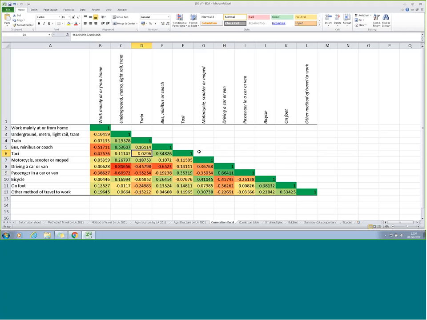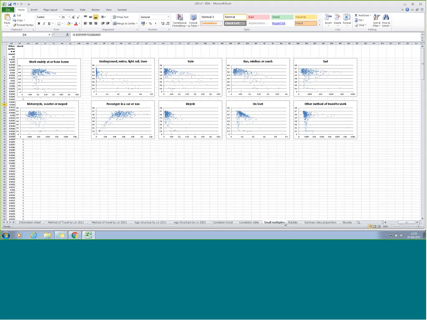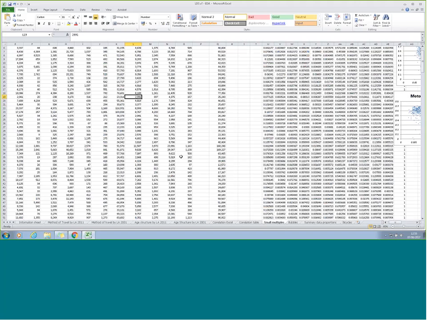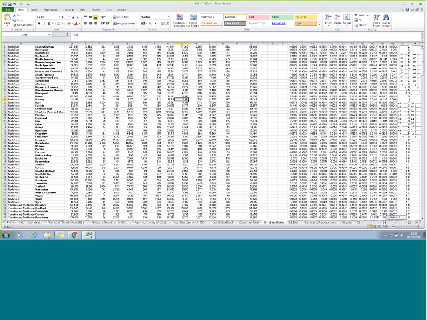Now, having done this and thought about, well, maybe there are some interesting relationships going on here, we oughtn't to go off and do anything until we looked at some scatter diagrams, and here we get into small multiples. So, what do we have here? These, I shouldn't have zoomed.